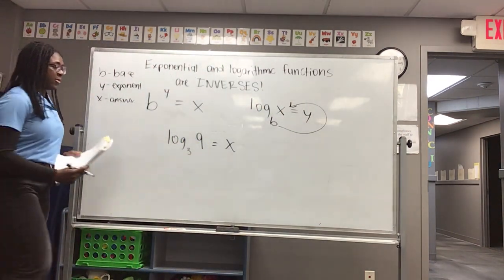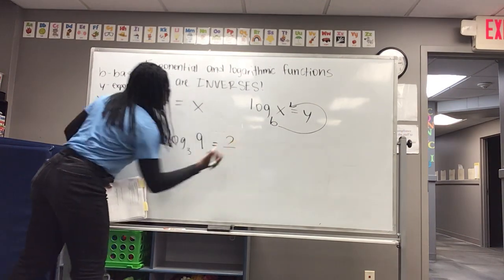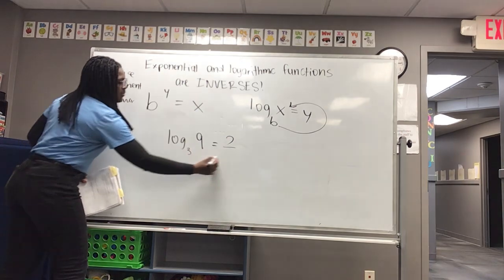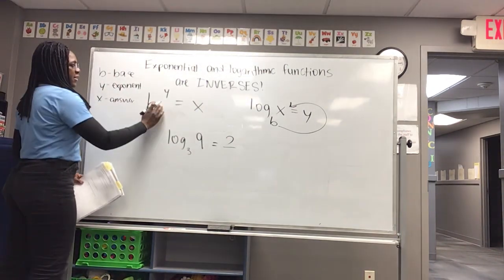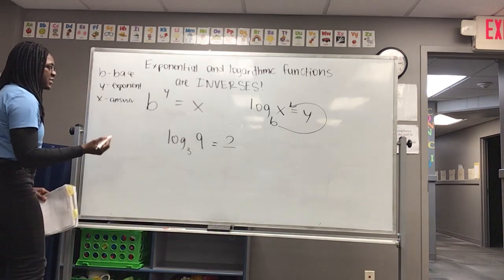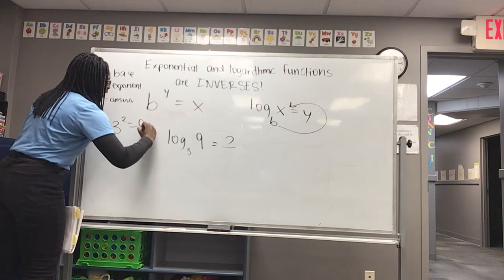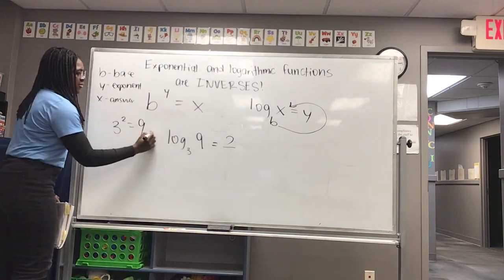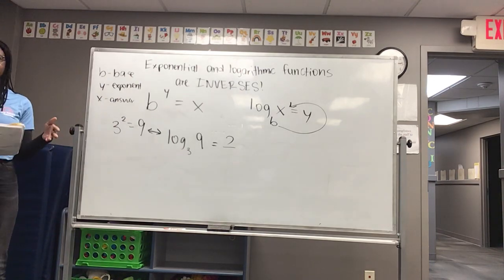So this would equal 2. And so what happened was 3 to the power of 2 equals 9. So it kind of curves around like that. And if I were to turn that back into an exponential function, it would just look like 3 squared equals 9. So those two are inverses, like I said, the exponential and logarithmic functions.